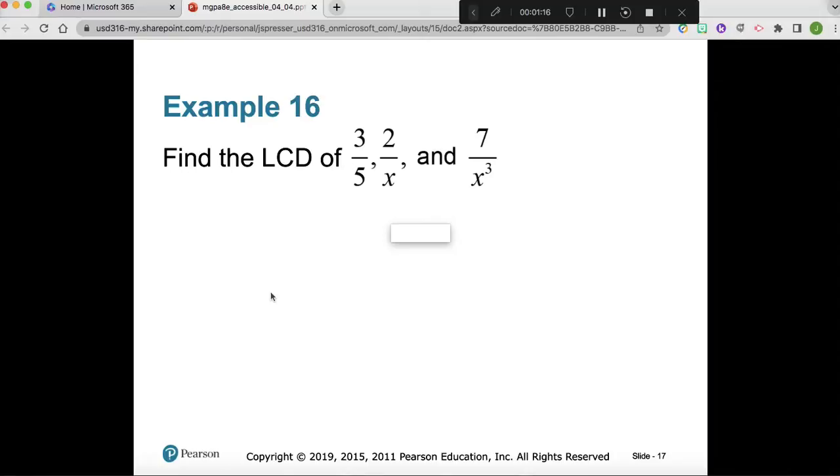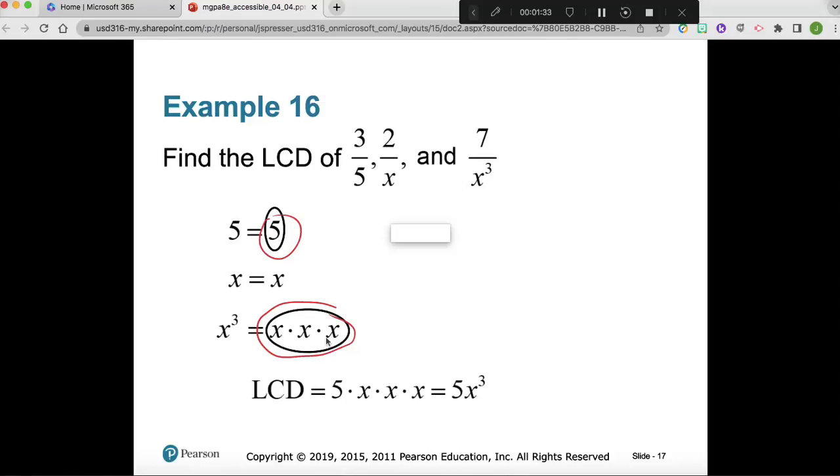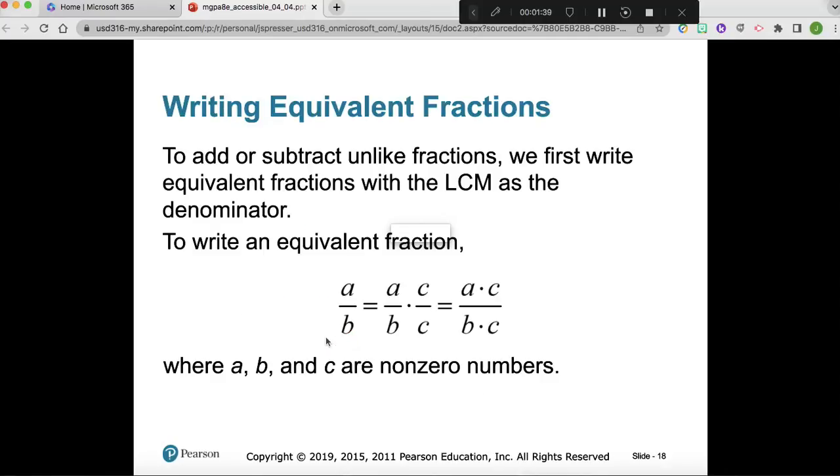We had 5x and x to the third power. We would list all of their factors out again, and we would say, well, this one has 3 x's, and this one has 1 5. We already accounted for this x and these x's, so 5 times x to the third power would be our common denominator.